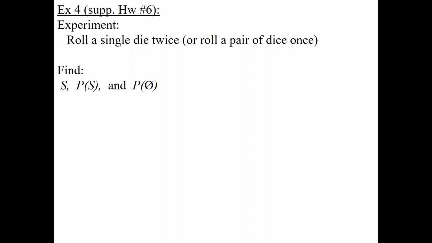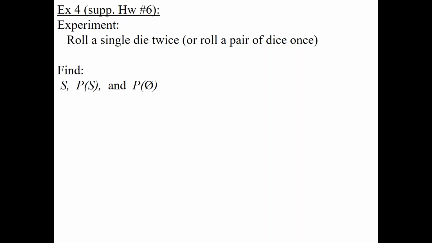Okay, so this is an important one, so let's make sure we look at this. The question says that we're going to roll a single die twice, or we're going to roll a pair of dice once. So the point is, you're going to roll 2 dice, or a pair of dice, and once you've done that, you've completed the experiment once.